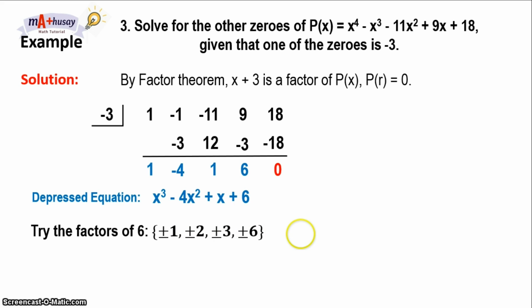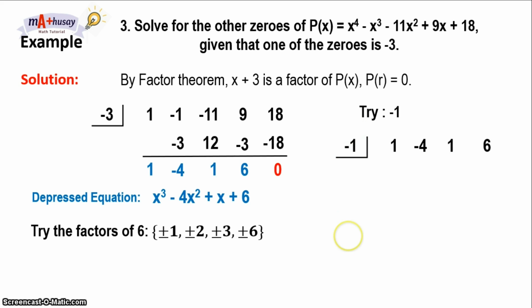Now that we have listed the factors of 6, we will use trial and error to divide this first depressed equation. Let's try negative 1. Listing down the numerical coefficients of the first depressed equation, we have 1, negative 4, 1, and positive 6. And we will try using the zero of P of x as negative 1.